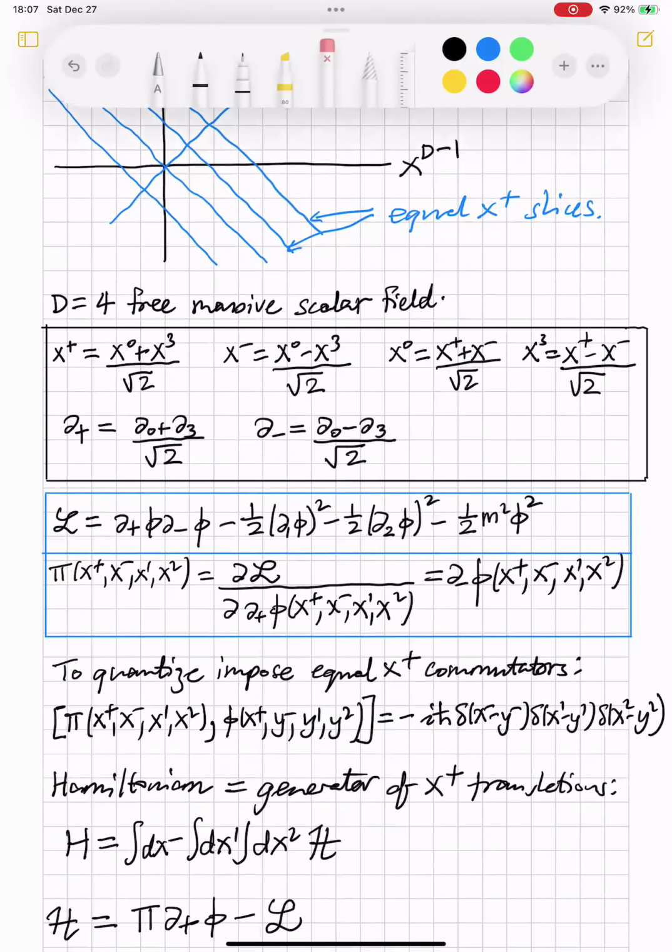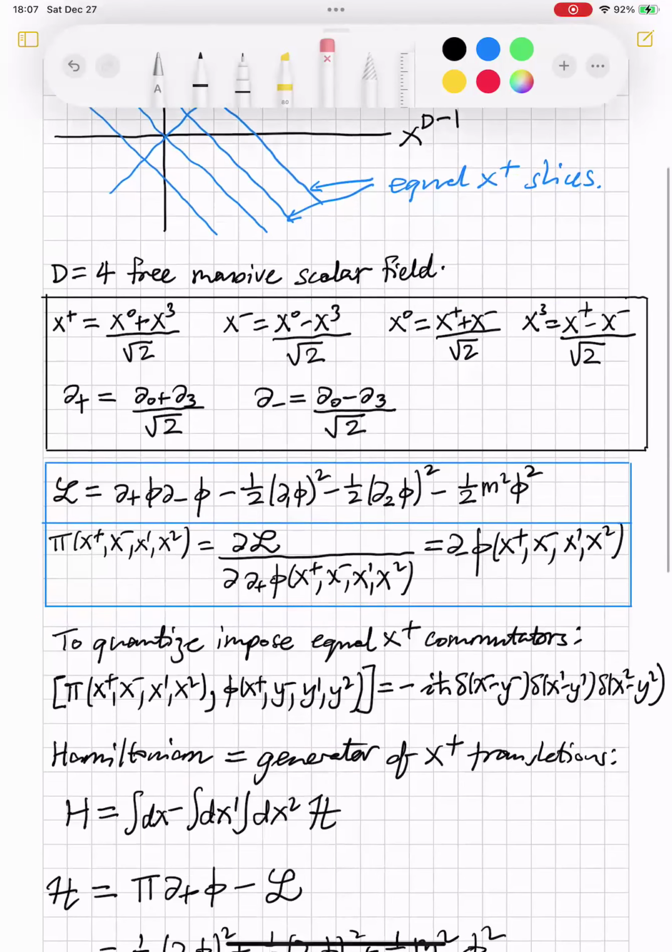So there I've just summarized the formulas relating the light cone coordinates to the normal coordinates and relating light cone derivatives to normal derivatives. In terms of these coordinates, we found this expression for the Lagrangian, and then we worked out what was the conjugate momentum. Now, let me just make one comment.